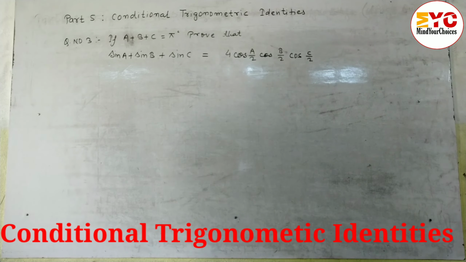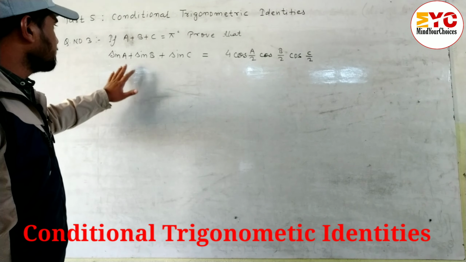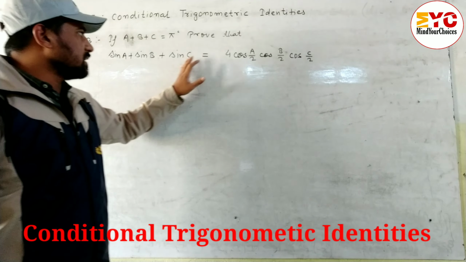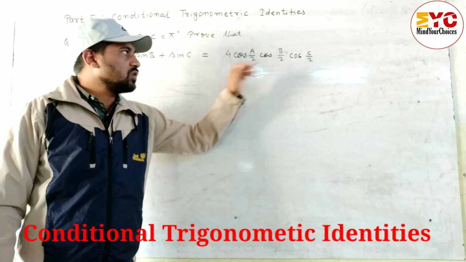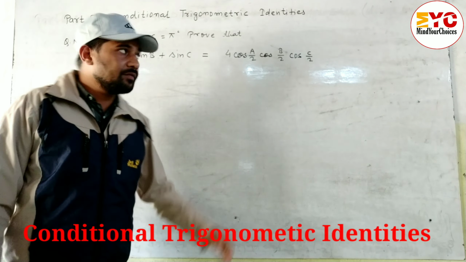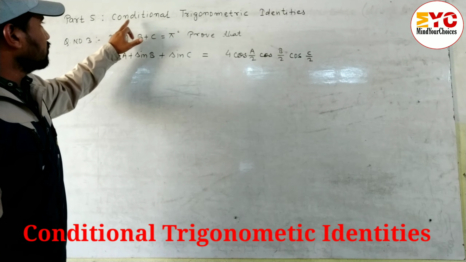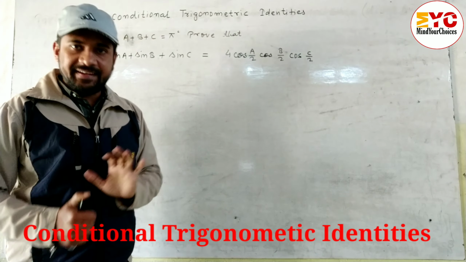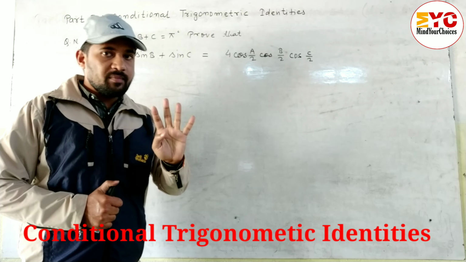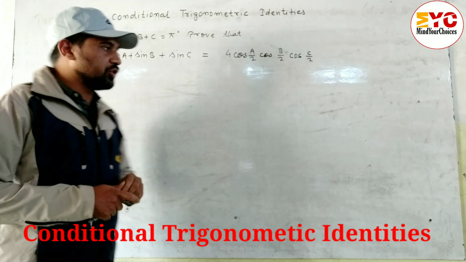If a plus b plus c is equal to pi, prove that sin a plus sin b plus sin c is equal to 4 cos a by 2, cos b by 2 and cos c by 2. We have to prove this question. I took it from conditional trigonometric identities, from where you will get 4 marks, one fixed question.